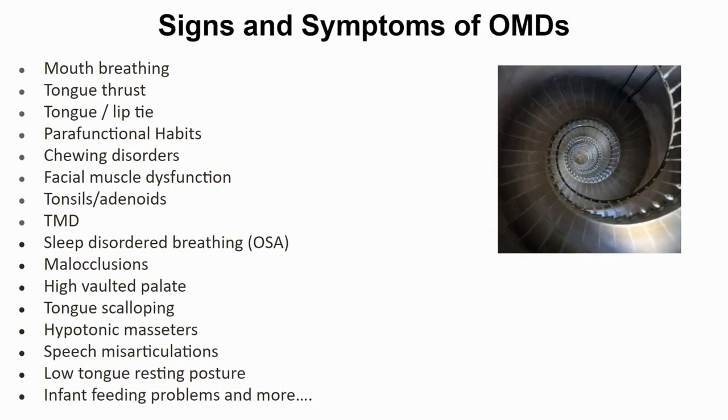Now, some signs and symptoms of OMDs include, but are not limited to, mouth breathing, tongue thrust, tongue or lip tie, parafunctional habits, chewing disorders, facial muscle dysfunction, enlarged tonsils or adenoids, TMD, sleep disordered breathing such as obstructive sleep apnea, malocclusions, high vaulted palate, tongue scalloping, hypotonic masseters, speech misarticulations, low tongue resting posture, infant feeding problems, and more.